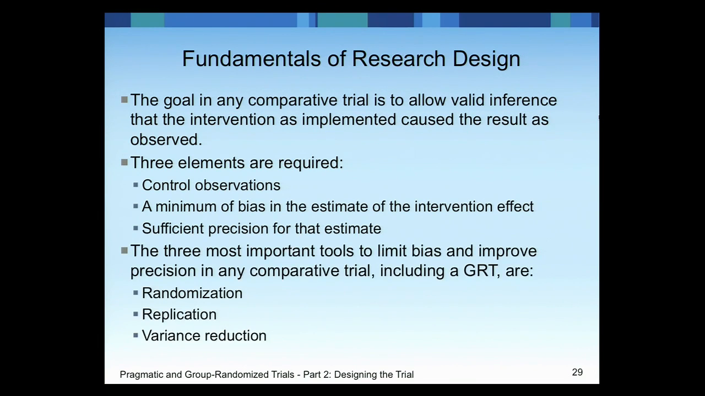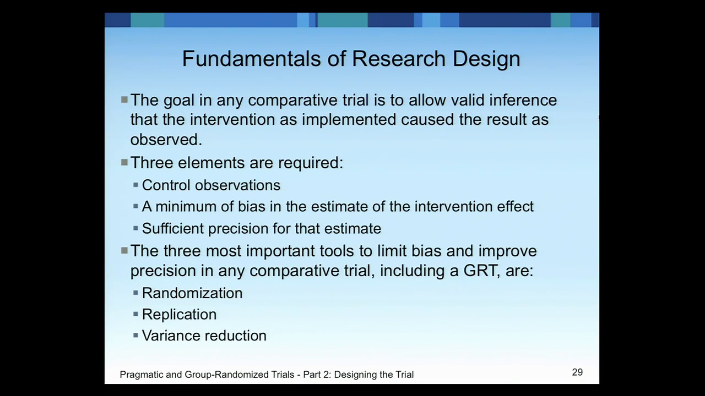The three most important tools to limit bias and improve precision in any trial, including a group randomized trial, are shown here. The most important thing that we can do is randomize. I often say that the three most important things are randomization, randomization, and randomization. So you, I hope, get the sense of how important that one is. Replication refers to how many groups we include in the trial and how many members we include in the trial. That's also very important.